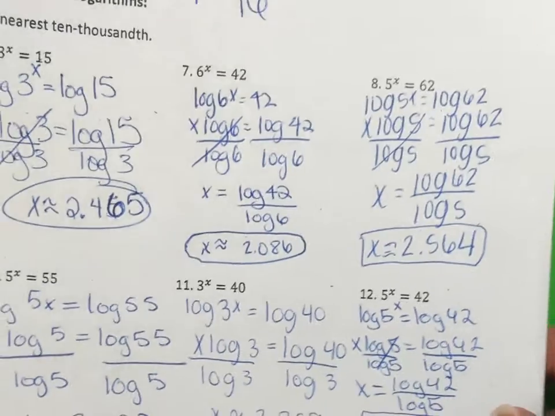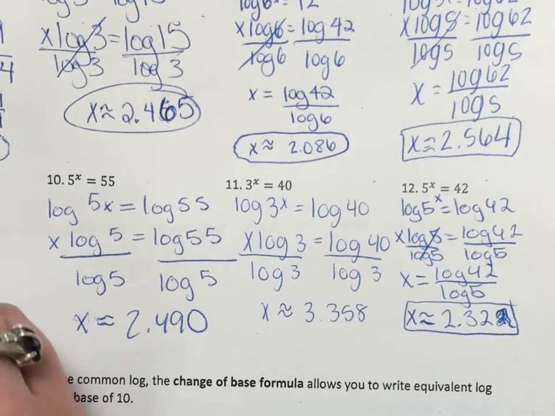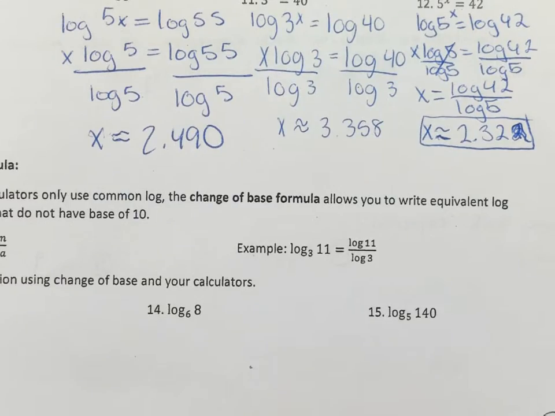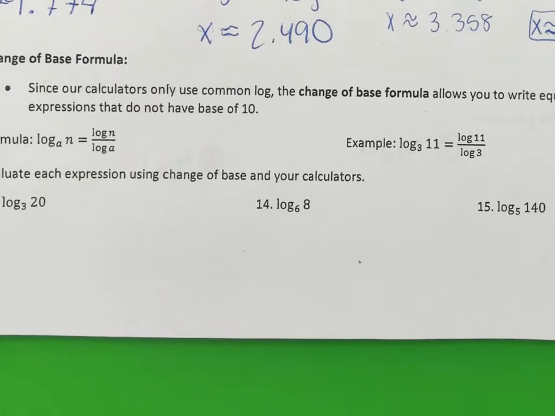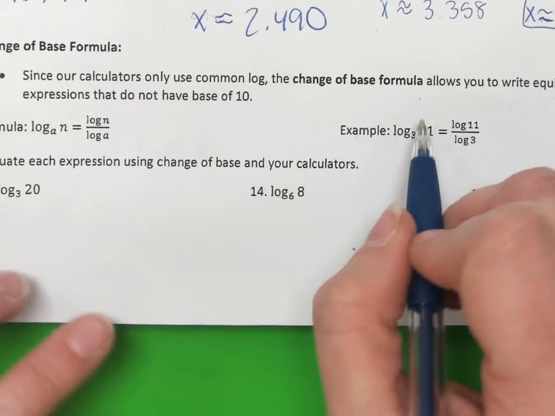All right, so there's 11 and 12. We need to go to the bottom part real quick, okay? Any questions? Y'all okay? It was pretty easy, right? All right, let's go to the bottom. Brinkley, can you read that bottom bullet for us, please? Since our calculator uses common log, the change of base formula allows for equivalent log expressions that do not have a base of 10. Okay, so do you see this example right here?